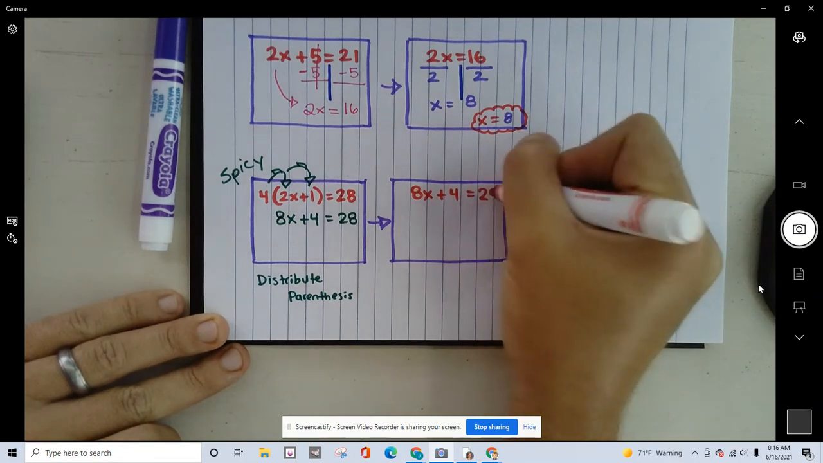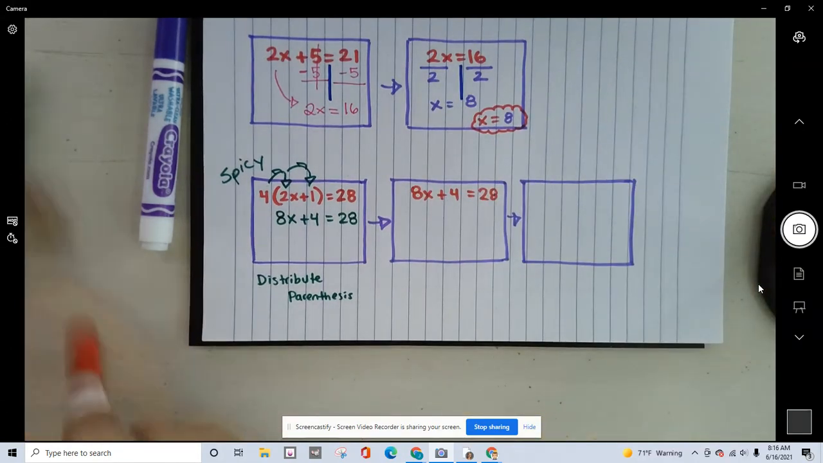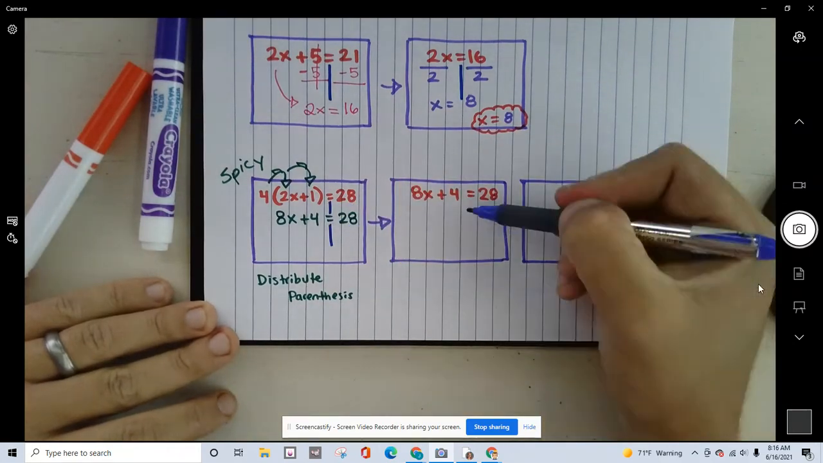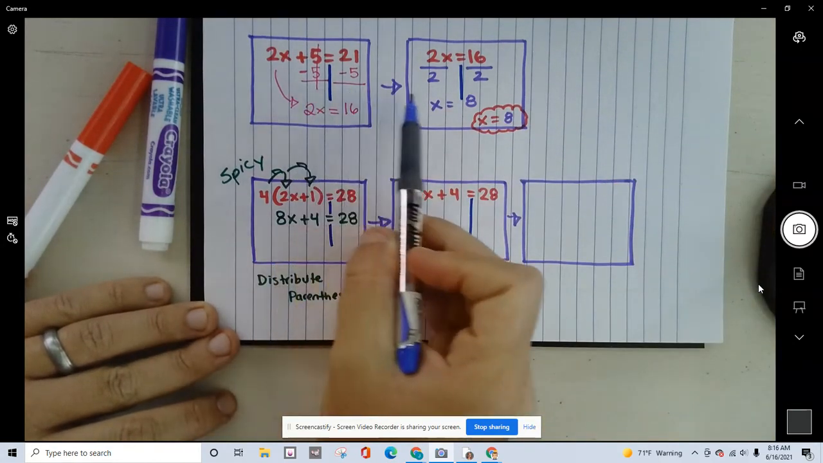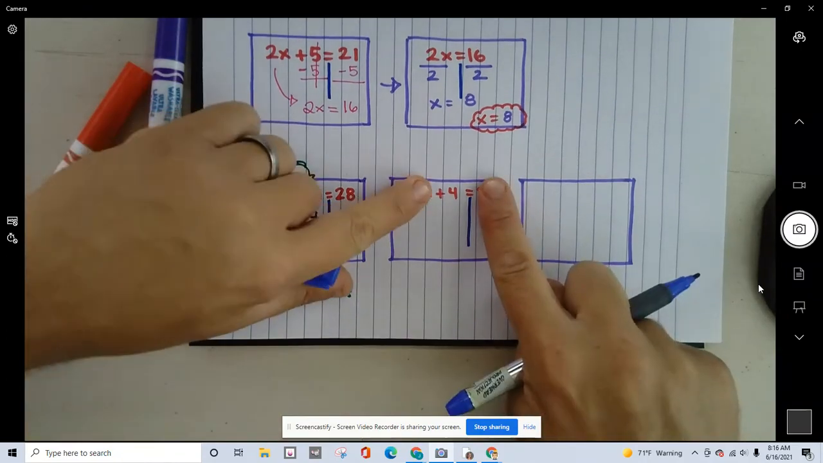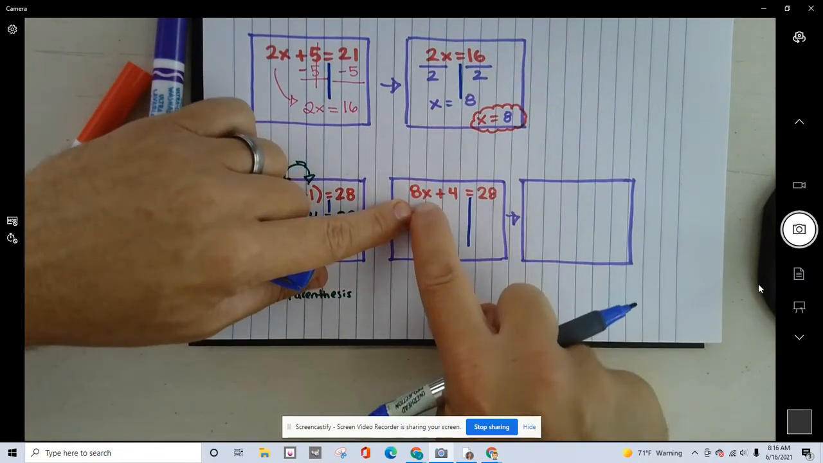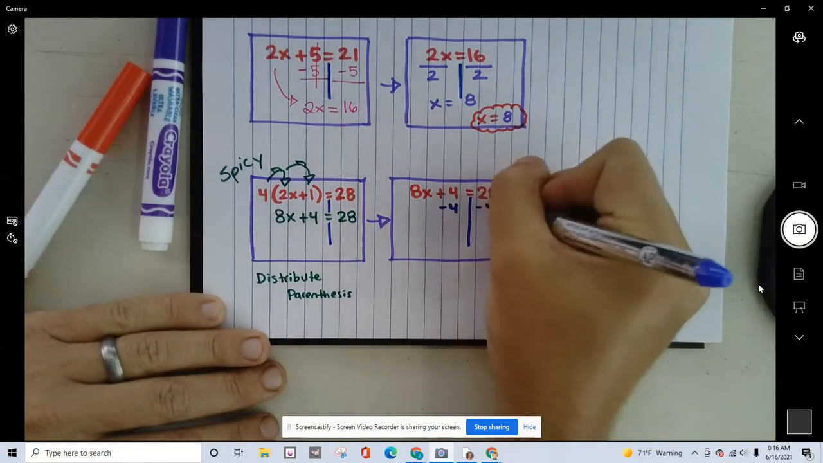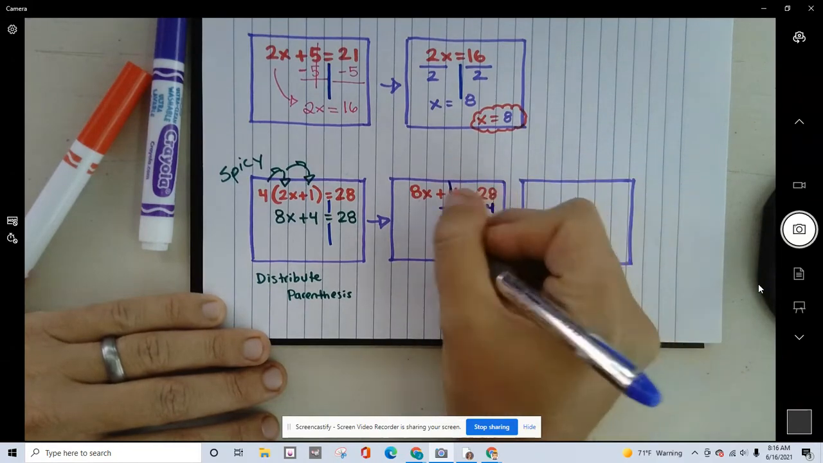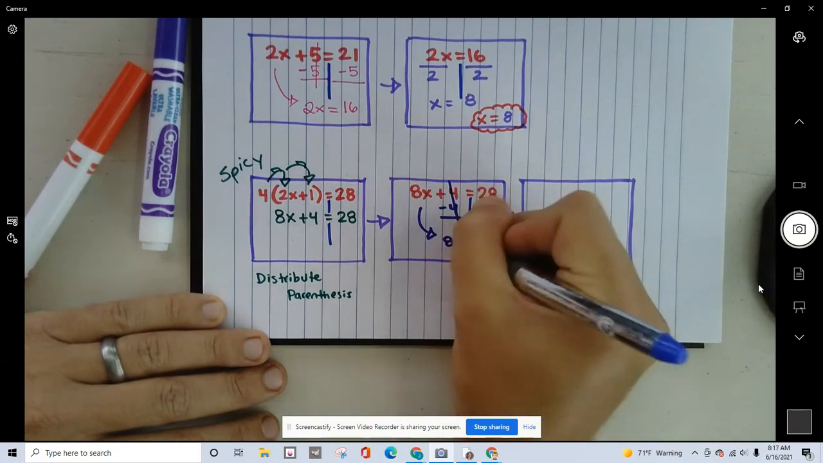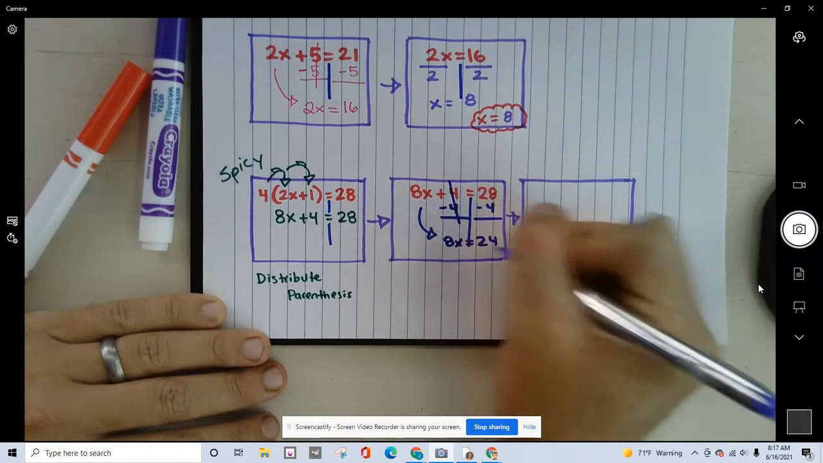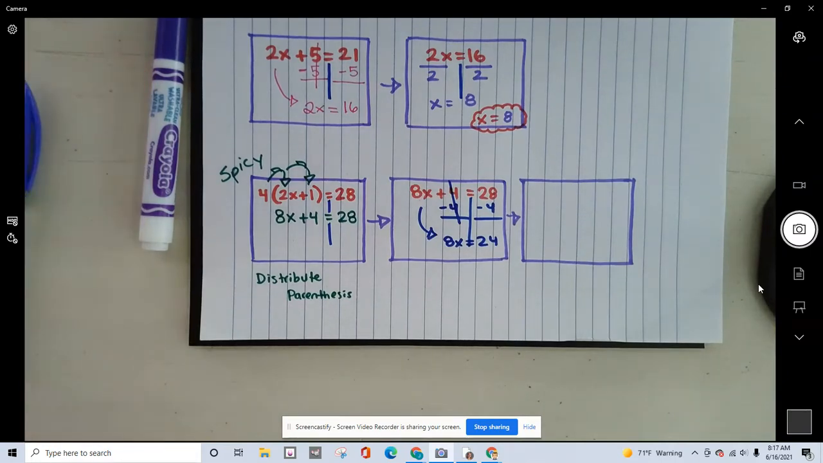Second step. You now have to deal with what's going on over here. And yes, you could have done your portal. I didn't really do the portal there. But here, this is just like what we did up here in this problem. You got to get rid of the 4 first. Nothing to do with the x yet. You don't divide 8 into this yet. That won't work. You got to do it in the proper order. So subtract 4 to both sides. Nothing happened to the 8x, so it's still there. And 28 minus 4 is 24.